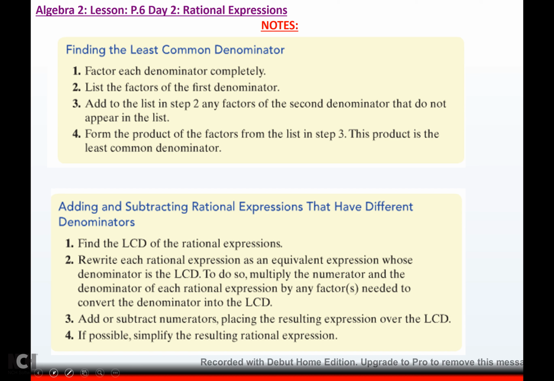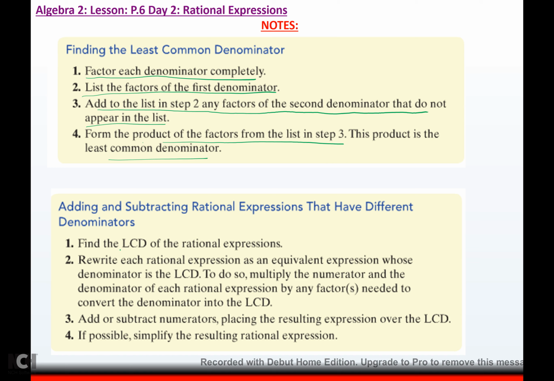Okay? What if the denominators don't match? Well, you have to find the least common denominator, and to do that, you're going to want to factor each denominator completely, list all the factors of the first denominator, and then add to that list in step 2 any factors of the second denominator that don't appear in the list. Form the product of factors from the list in step 3. That will be the least common denominator.